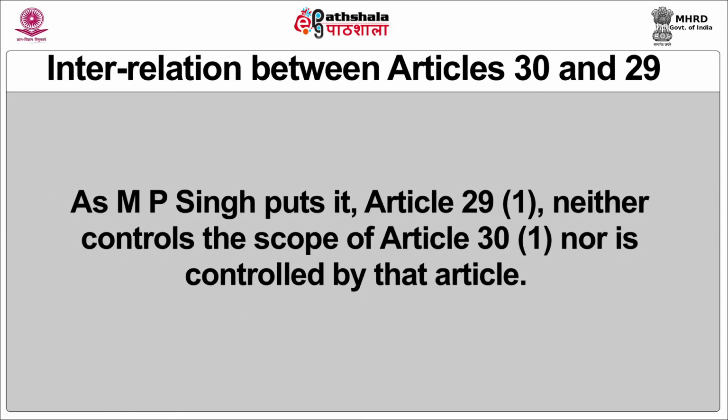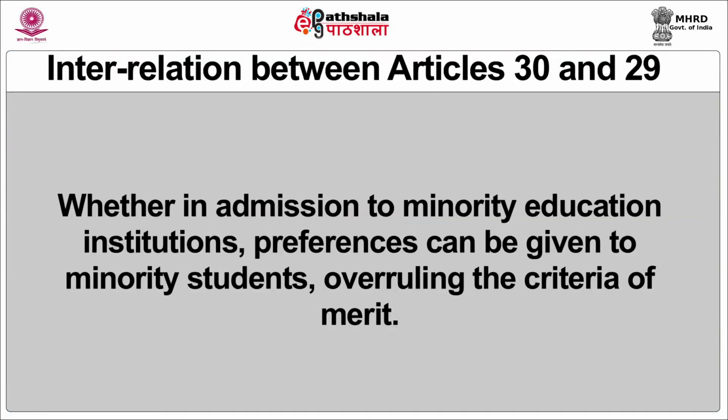As MP Singh puts it, Article 29(1) neither controls the scope of Article 30 nor is controlled by that article. The interrelationship between Articles 29(2) and 30 has been the subject of controversy in many cases. Some authors call this relationship paradoxical, generating confusions like: can minority educational institutions deny admission to any student on the basis of religion or language? Whether in admission to minority educational institutions, preferences can be given to minority students, overruling the criteria of merit?